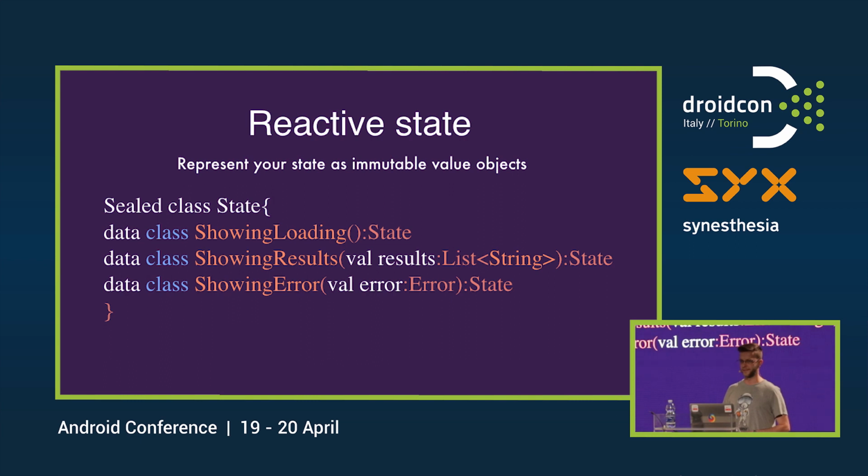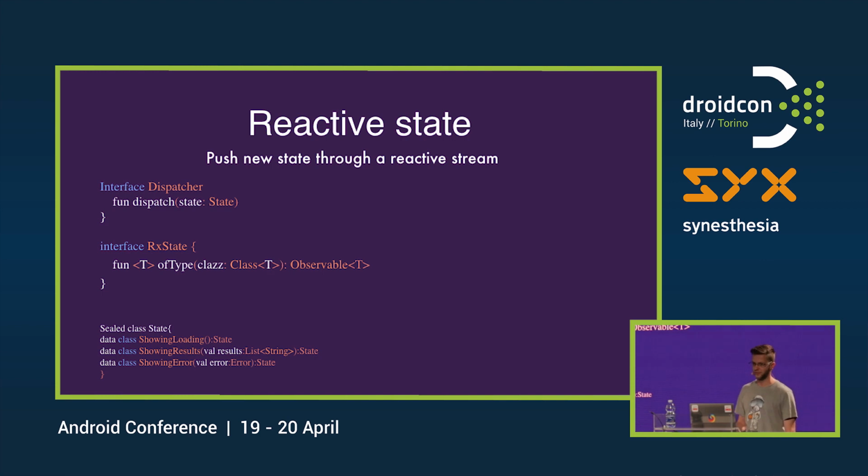Kotlin is perfect for this because we can make a sealed class state that all of these data classes are a part of. State should be immutable. You should only be able to create new states, never change your existing state. And now that we have a representation of individual states, we can create a dispatcher that simply can dispatch every one of these states and create a stream. I'm going to use RxJava for this so that we can observe particular state changes that we care about.